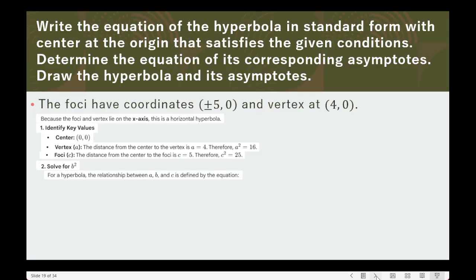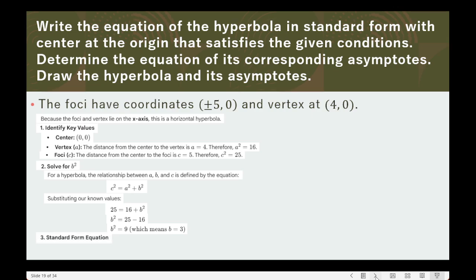for a hyperbola, the relationship between a, b, and c is defined by this equation. c squared equals a squared plus b squared. So this is how we determine the distance from the center to the focus, denoted by c. So to get b, we substitute the value of a and c to this equation. Then we solve for b. And upon solving for b, we obtain the value of b squared equals 9, and therefore b is equal to 3.